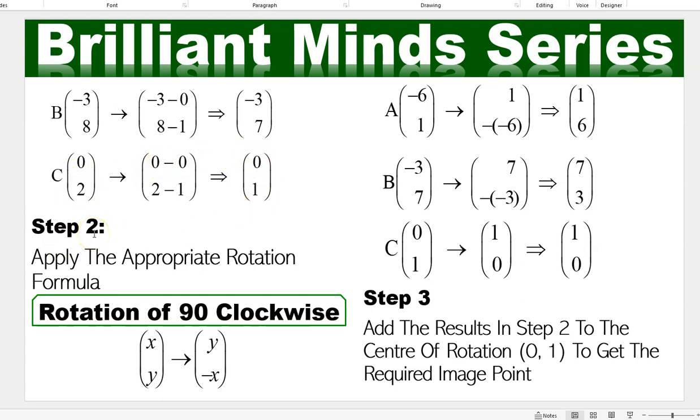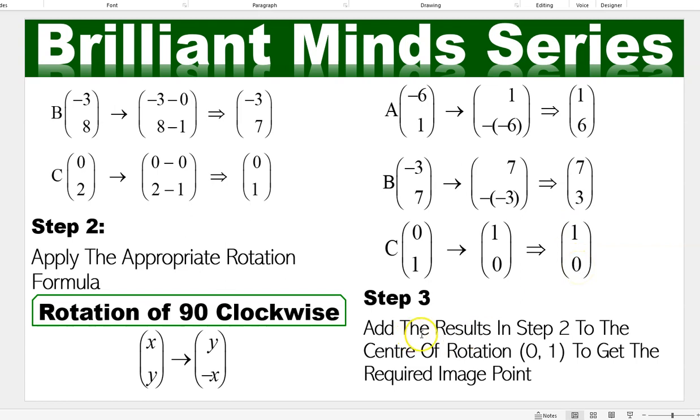And step 2, we are going to apply the appropriate rotation formula, which is 90 degrees clockwise. And that is the formula: (x, y) maps to (y, -x). So point A, (-6, 1), when we substitute it into the formula, we are going to get (1, -(-6)). Negative, negative becomes positive. So we have (1, 6). B, (-3, 7), becomes (7, -(-3)), so (7, 3). C, (0, 1), becomes (1, -0). We were supposed to add negative here, but in mathematics, we don't write negative 0. So it's 0. So we have (1, 0).